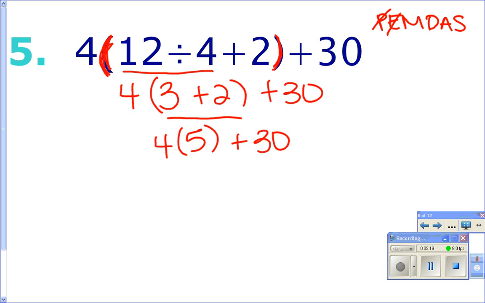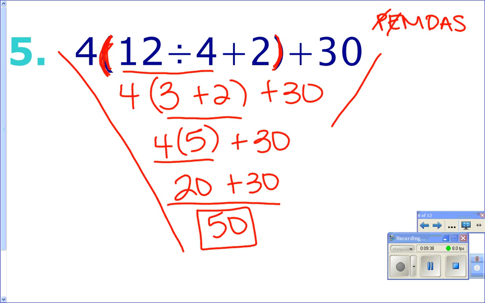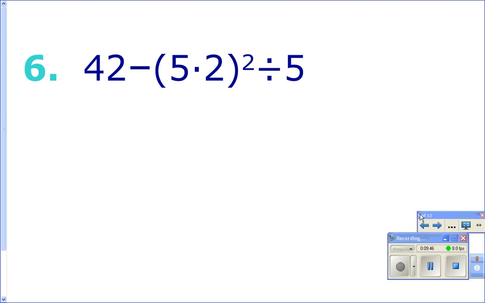So our parentheses are gone and our exponents are gone. Now we have multiplication or division. We have multiplication here. 4 times 5 is 20. Bring down the plus 30. 20 plus 30 is 50. So the answer to this problem is 50. If you did not get that correct, you can pause it and rework and copy this down. Now, number 6, try this one on your own. You can pause and do this one on your own.